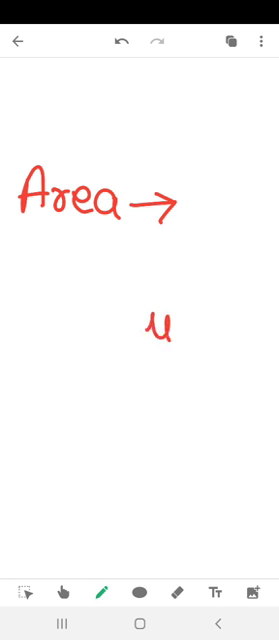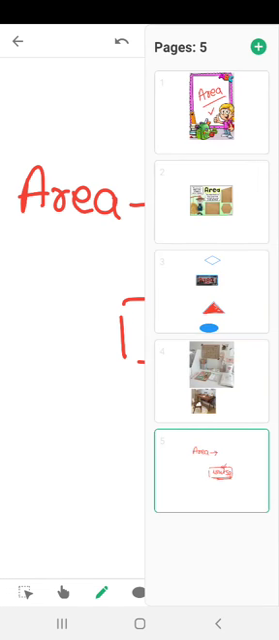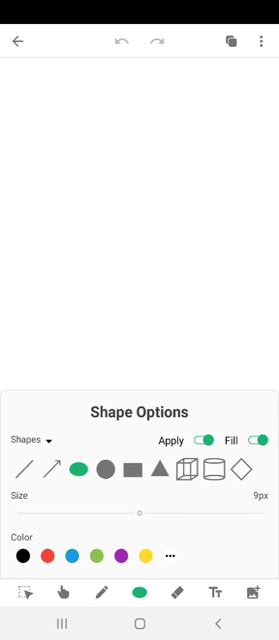The basic thing that we get from this geoboard is, whenever we are going to find out the area, the answer will always be in unit square. You will see this, that whenever we find out the area, we will write the answers in unit square.